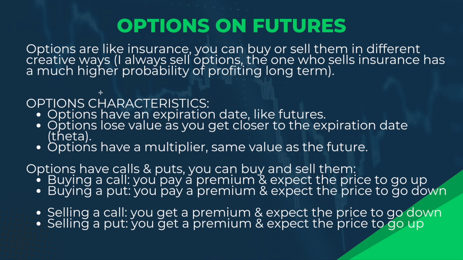So let's talk about the options characteristics. Options also have an expiration date like futures, and options lose value as you get closer to the expiration date, and it's called theta. This is how the loss of value is measured. So, like we said with the car insurance company, if you paid $300 for this month for your car insurance, at the end of the month it's going to be worth zero, basically. So it's the same principle, right?